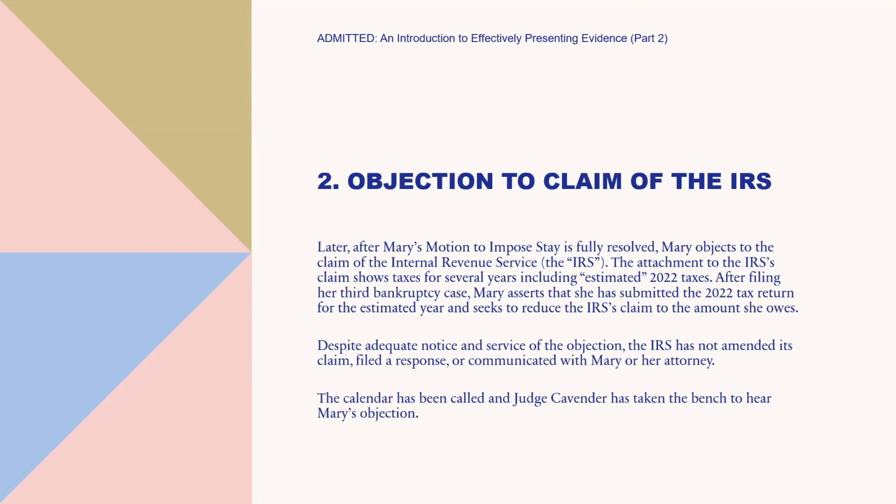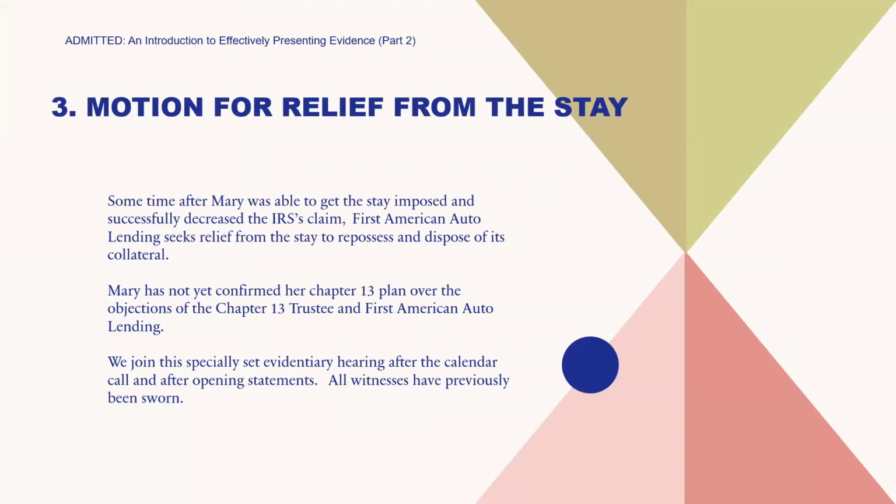So why don't we go to session number 3. And this one is a motion for relief from stay. We're later in the case. We've had the stay imposed. We've had the IRS objection sustained, and the IRS's claim reduced. And now First American Auto Lending is seeking relief from the stay to repossess and dispose of its collateral.